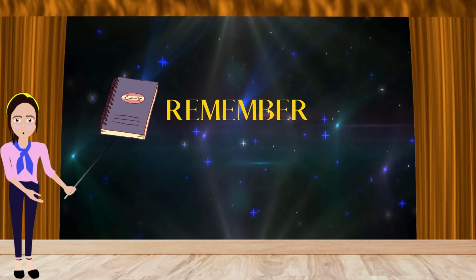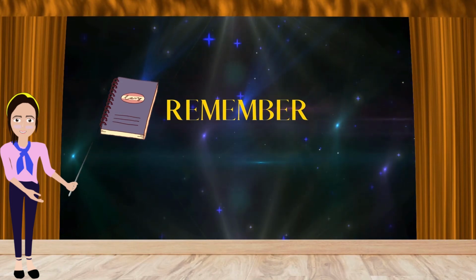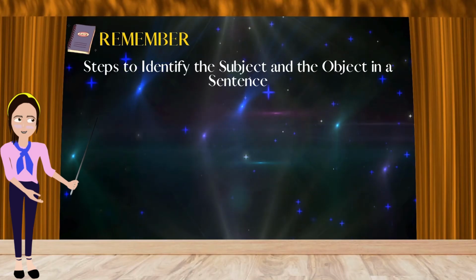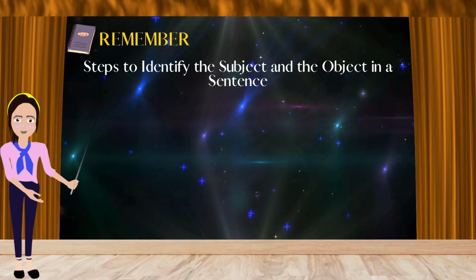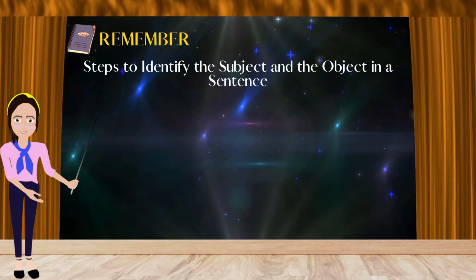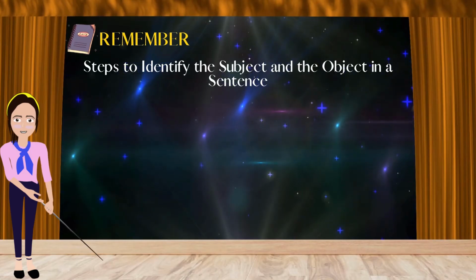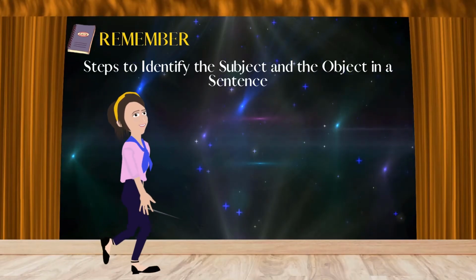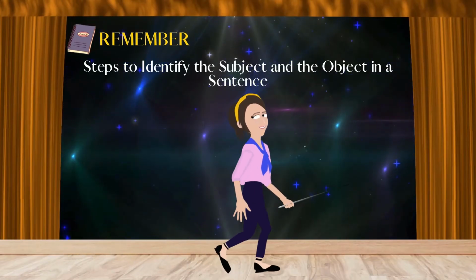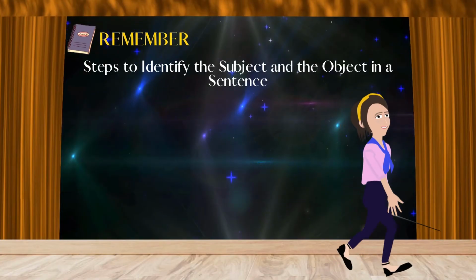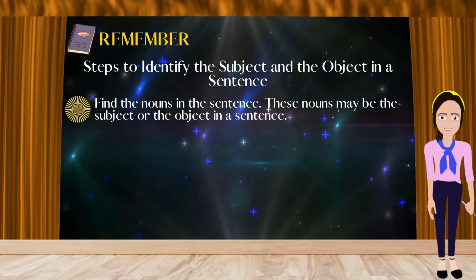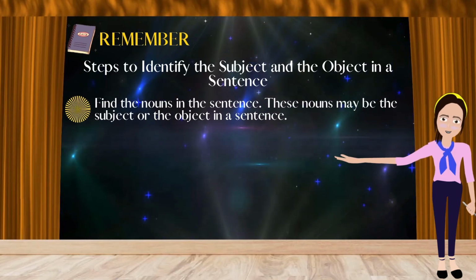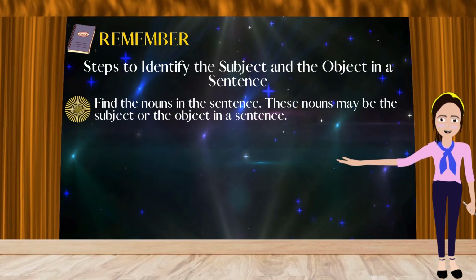Let us remember this. Here are four simple steps that you can follow to identify the subject and the object in the sentence. First, find the noun in the sentence. These nouns may be the subject or the object in the sentence.